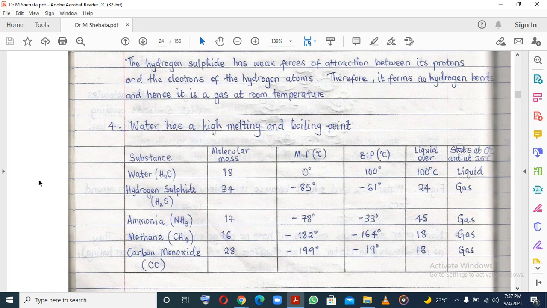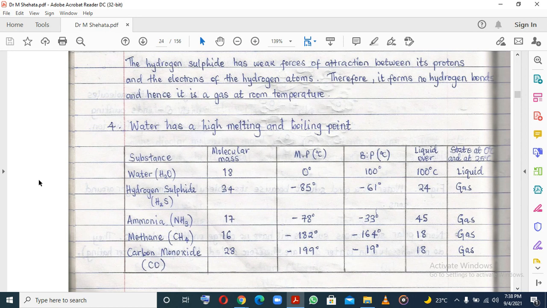So hydrogen sulfide has weak forces of attraction between its protons and electrons of hydrogen atoms, so it does not form hydrogen bonds. Hydrogen sulfide doesn't have what? Doesn't have hydrogen bonds. And because it doesn't have hydrogen bonds, when you start to heat it, or expose it to a relatively high temperature, there are no hydrogen bonds to keep the molecules together. Remember, what's the difference between a gas and a liquid? It's just the distance between the what? Between the molecules, isn't it?